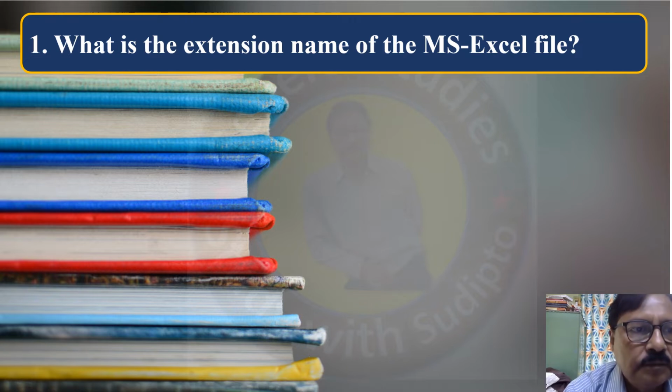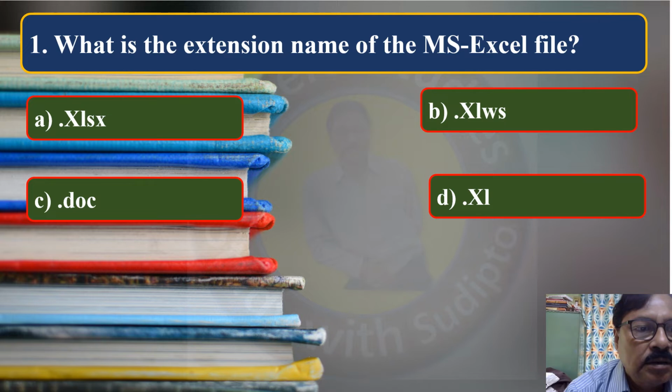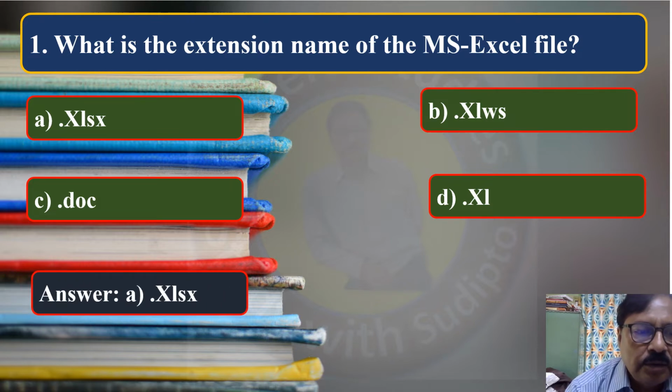Question number first. What is the extension name of MS Excel file? Option A dot XLSX. Option B dot XLWS. Option C dot DOC. Option D dot XL. The correct option is option A, dot XLSX.